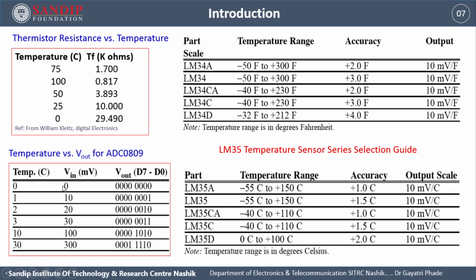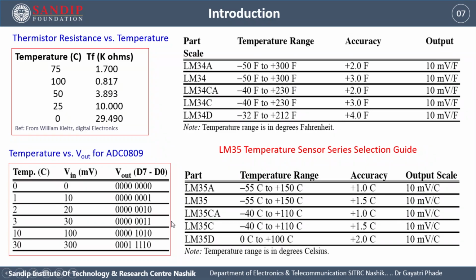So if temperature is 0 degree Celsius, Vm will be 0 millivolt, and output will be 0. As we have seen, this LM35 gives the 10 millivolt per degree Celsius. If temperature is 1 degree Celsius, output we will be getting will be 10 millivolt, and accordingly bit pattern will be 1. So in this way we can calibrate the temperature for the displaying purpose on the LCD.